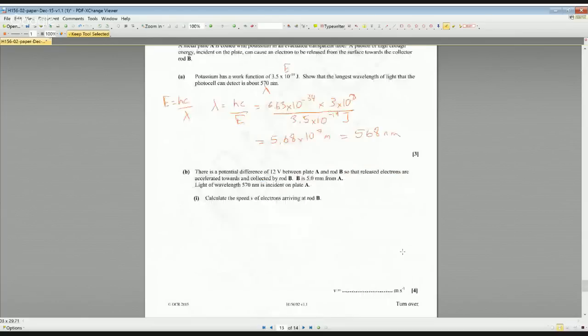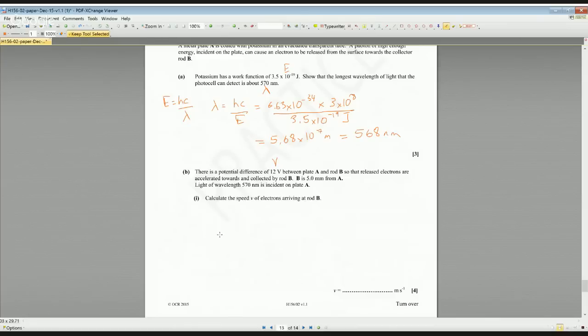Part B, there's a potential difference of 12 volts between plate A and rod B, so that the released electrons are accelerated towards and collected by rod B. B is 5 millimeters from A. The light of wavelength 570 nanometers is incident on plate A. Calculate the speed v of electrons arriving at rod B. Okay, so we've got a voltage, and we've got a wavelength. Well, we know that wavelength is the same as the photons above, so that corresponds to those photons. And we've got a distance there.